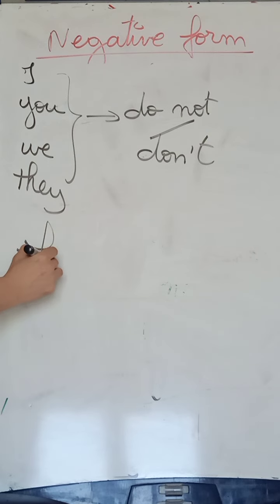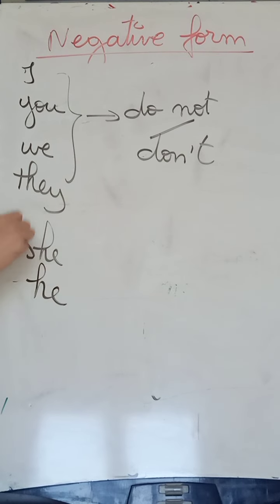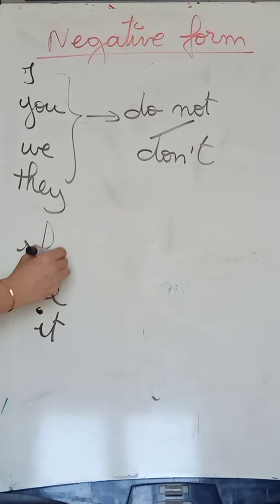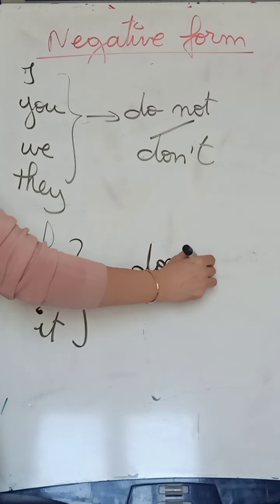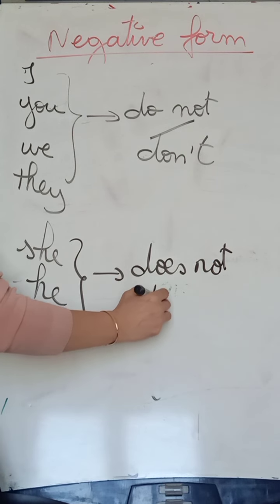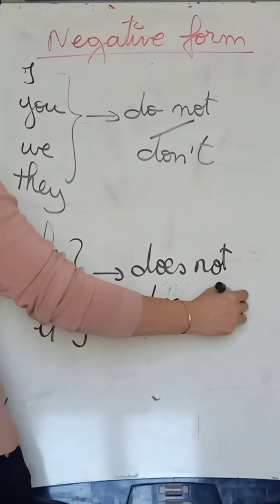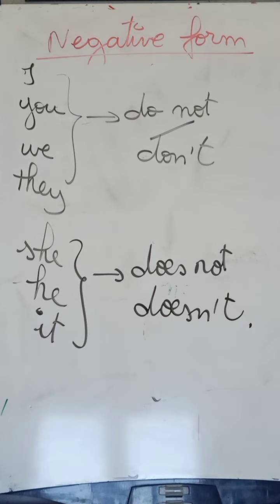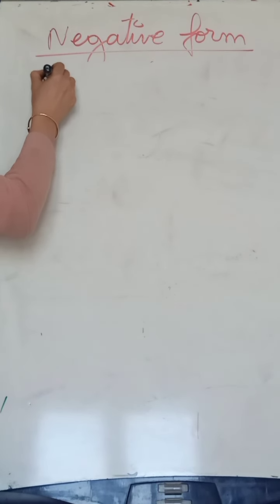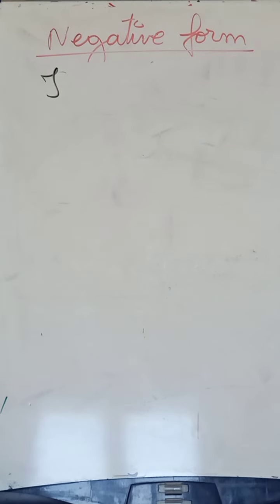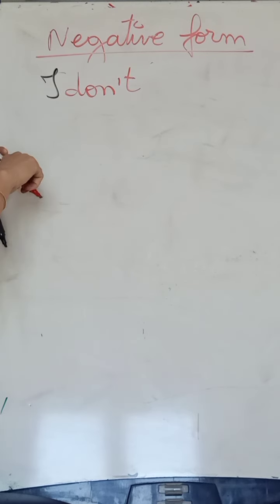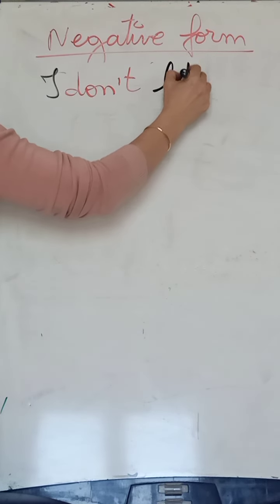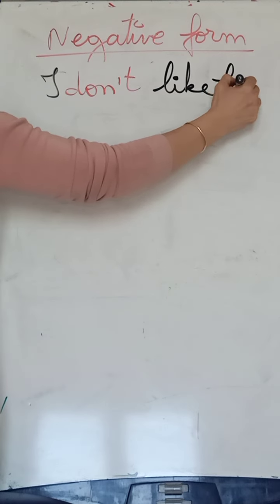With she, he, and it, I use does not or doesn't. I will give you examples. For example here, I don't like horror films.